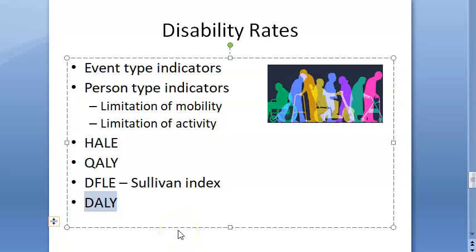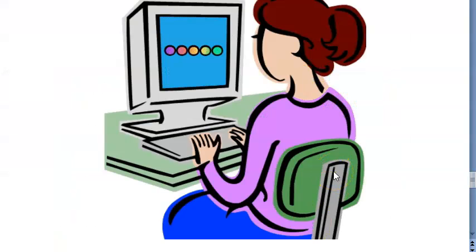DALY is disability adjusted life years. As you can see, Y is years, right? So it is expressed in the number of years lost due to ill health, etc. QALY is quality adjusted life years, remember, okay? These two are life expectancy, HALE and DFLE. These two are life years, LY. So they have a lot of disability rate indicators. Guys, did you understand? Disability rate is an indicator of health. We are not going into the details of anything. We're just looking at these terminologies. That itself is so much.